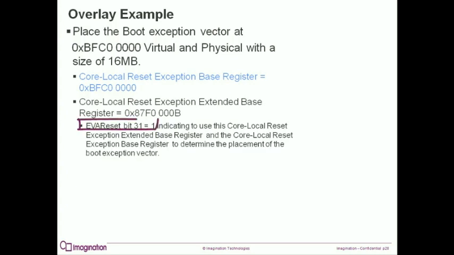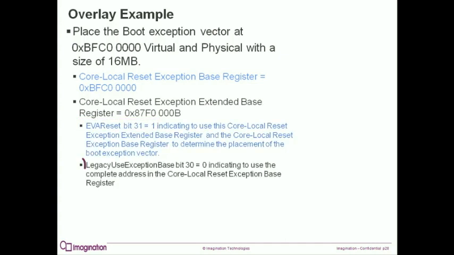The EVA reset bit will be set, indicating that the address configured by the core local reset exception extended base and the core local reset exception base register will be used for the virtual and physical address of the boot exception vector. The legacy use exception base will be cleared, so bits 31 and 30 will remain as they are in the core local reset exception base register.